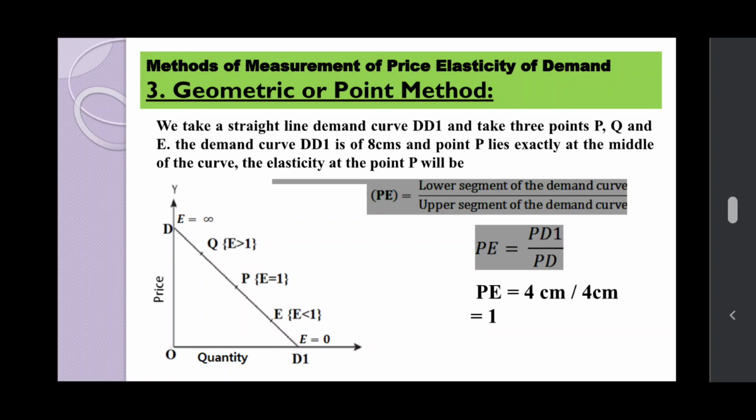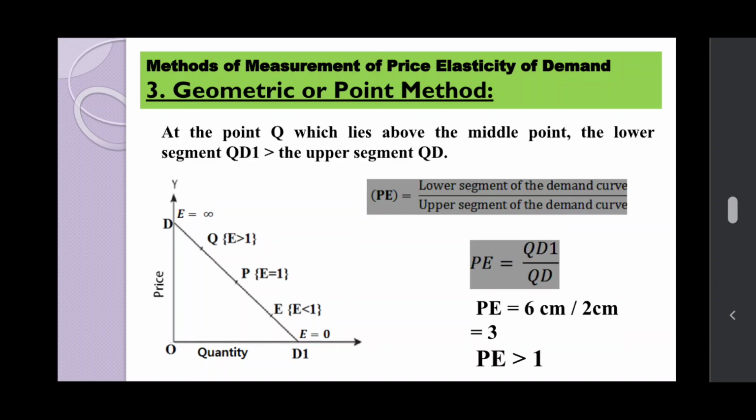So elasticity at point P can be calculated by using the formula. The formula is price elasticity is equal to lower segment of the demand curve upon upper segment of the demand curve. The lower segment of the demand curve is PD1 and upper segment of the demand curve is PD. And here PD1 is 4 centimeter and PD is also 4 centimeter. So price elasticity will be 4 upon 4 and the result is 1. So price elasticity at point P will be equal to 1.